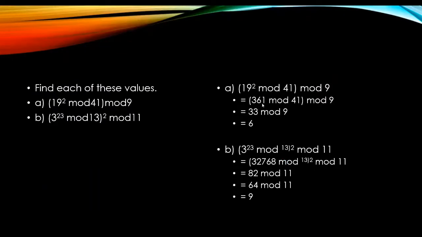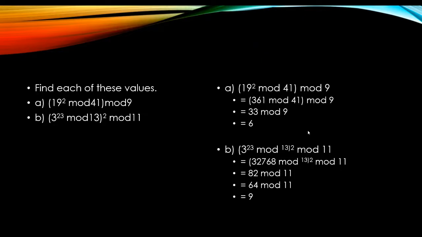So the result is 361. Then apply mod 41. The result is 33. And then apply mod 9. The result is 6. Again, mod will give us the remainder. The remainder is the result of the mod function.